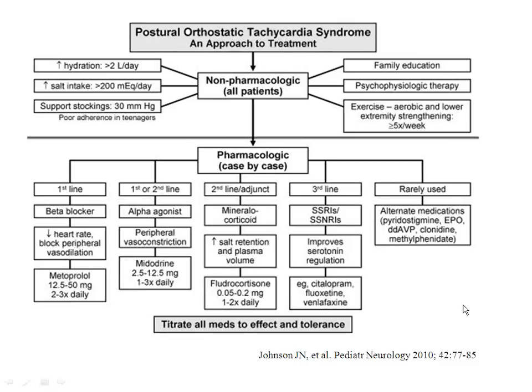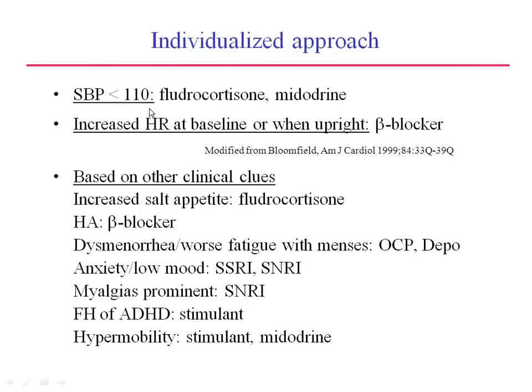My approach is a little different, but not far off. I like to individualize it based on the person's systolic blood pressure. If they're really low to begin with, let's try Florinef or Midodrine. If their heart rate goes up a lot, a beta blocker might be good. And then, like in the patient I presented earlier, if the person has a high salt appetite, Florinef is a very good drug in that setting.